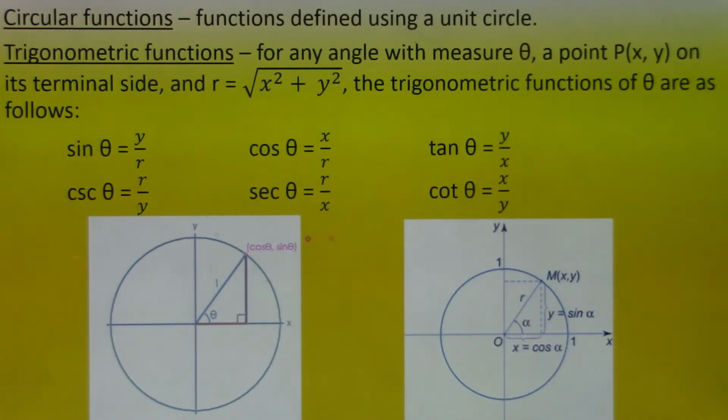And notice the next ones here are basically these other expressions just flipped, or we call it reciprocal in math. Cosecant is the reciprocal of sine. Take the sine and flip it. y over r becomes r over y. Secant of theta is the reciprocal of cosine. Take the cosine ratio and flip it. x over r becomes r over x. Cotangent is the reciprocal of tangent. So take the fraction representing tangent, y over x, and flip it. You get x over y. So that's what you have here.